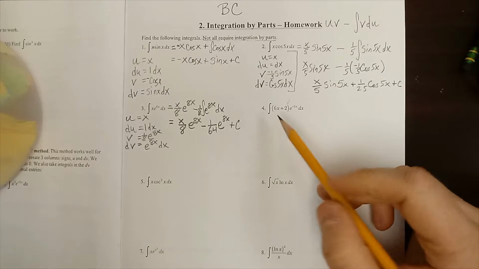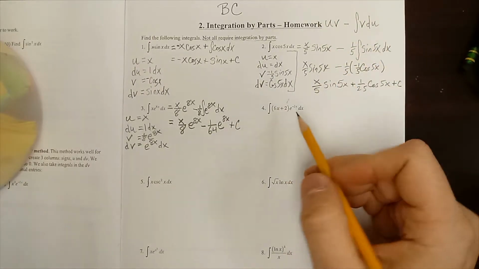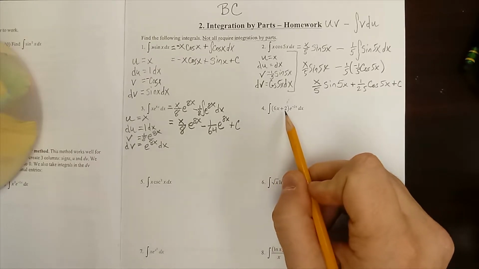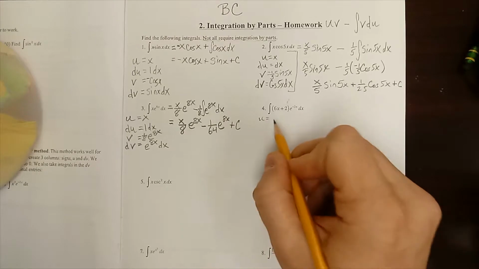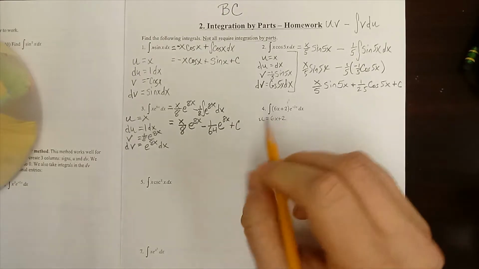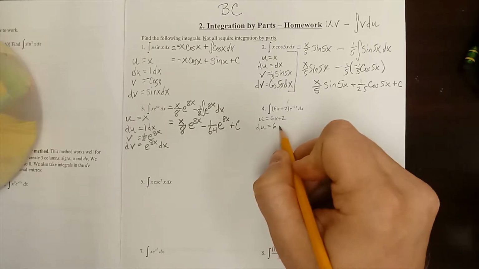Alright, so in this one, in number 4, it looks messier at first, but just remember that the derivative of 6x plus 2 is still pretty simple. So I'm going to set u equal to 6x plus 2. Is that too small? I think that's legible. Then du is equal to 6 dx.